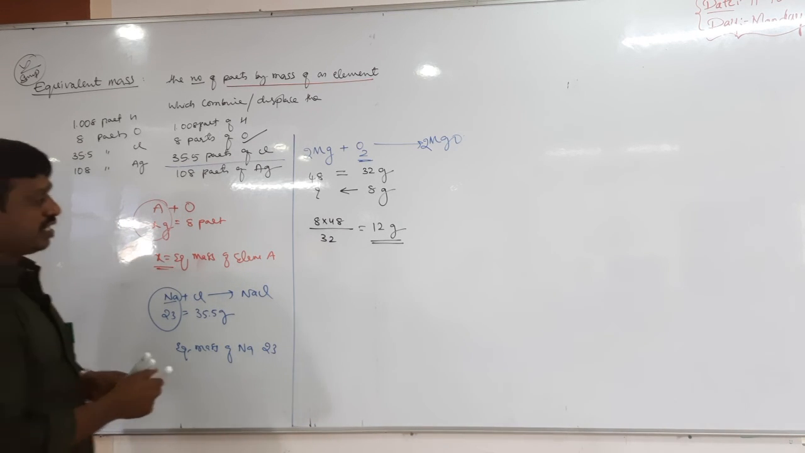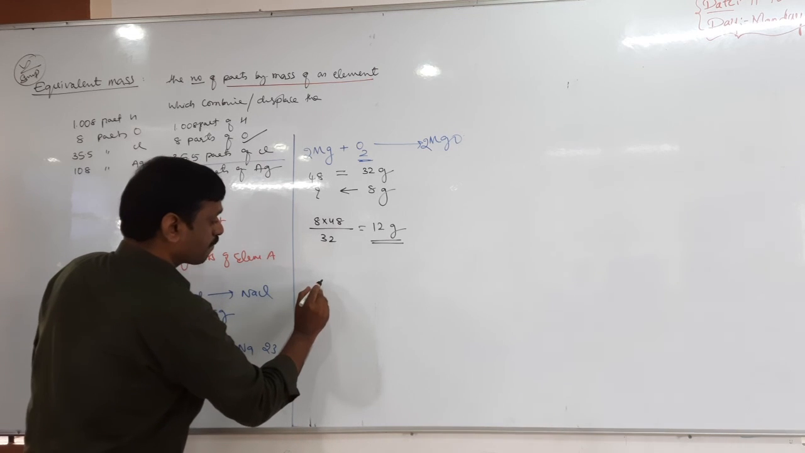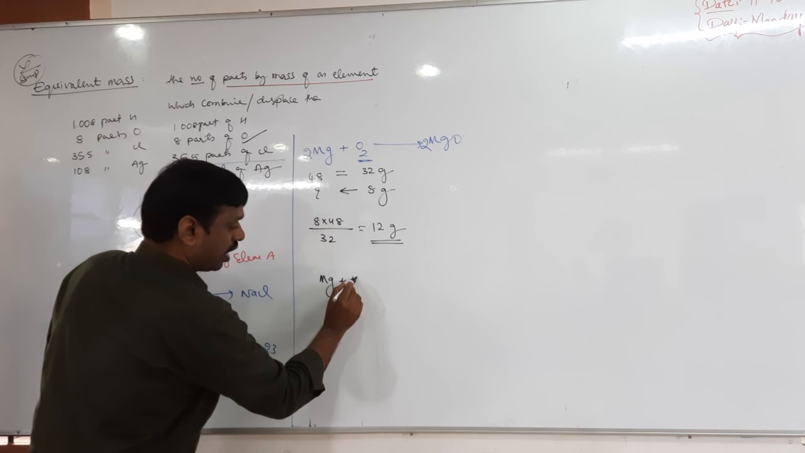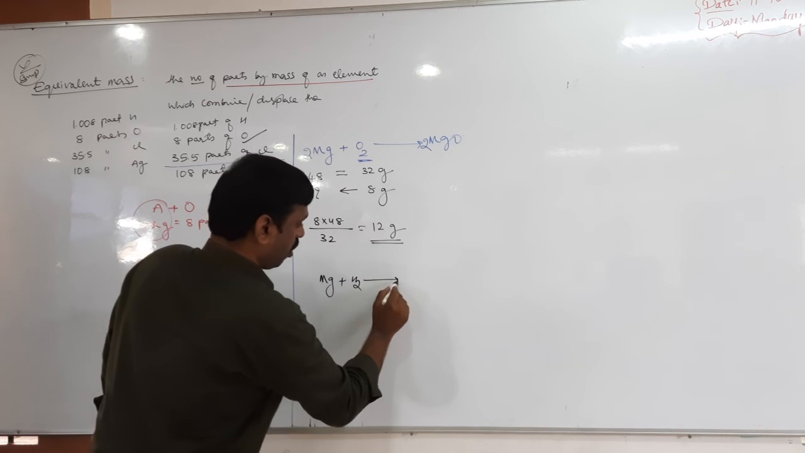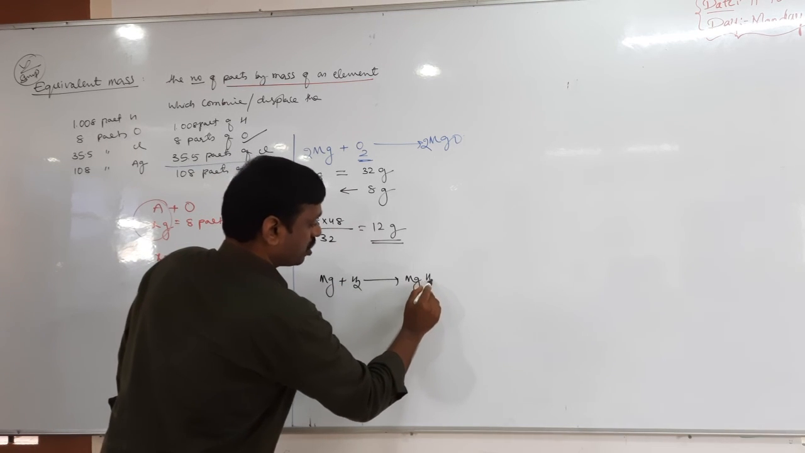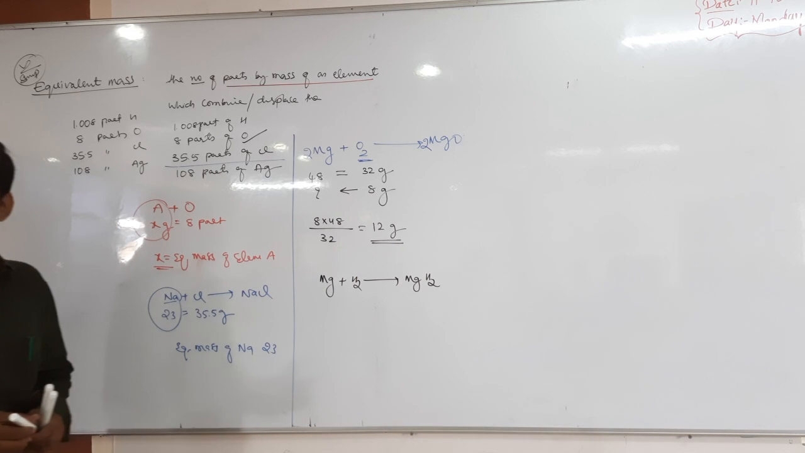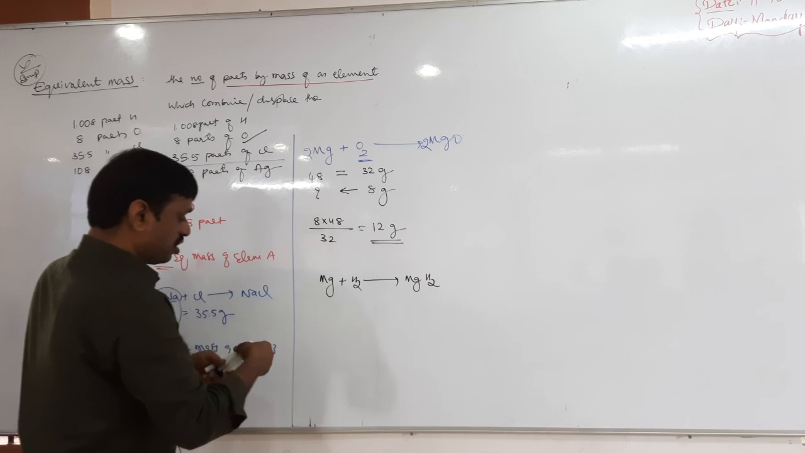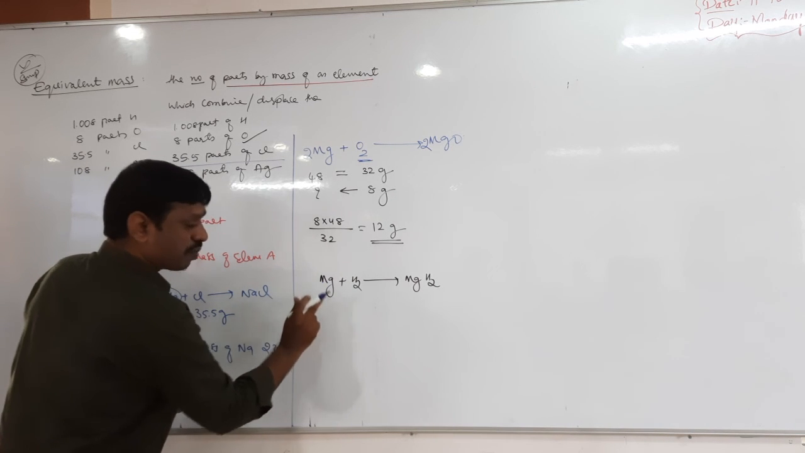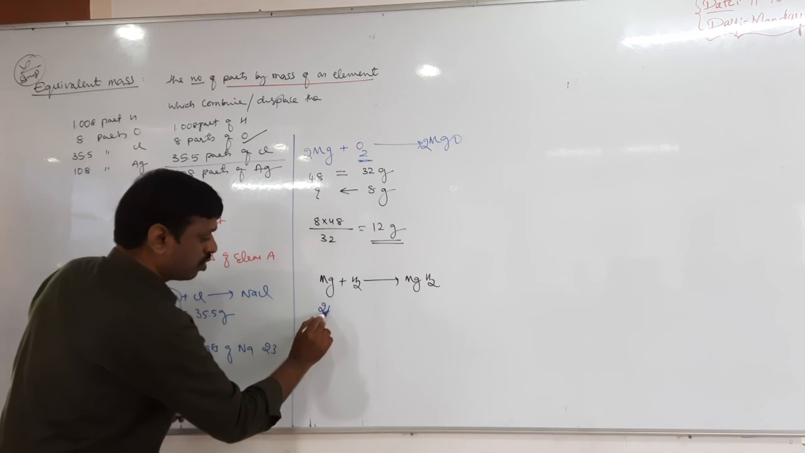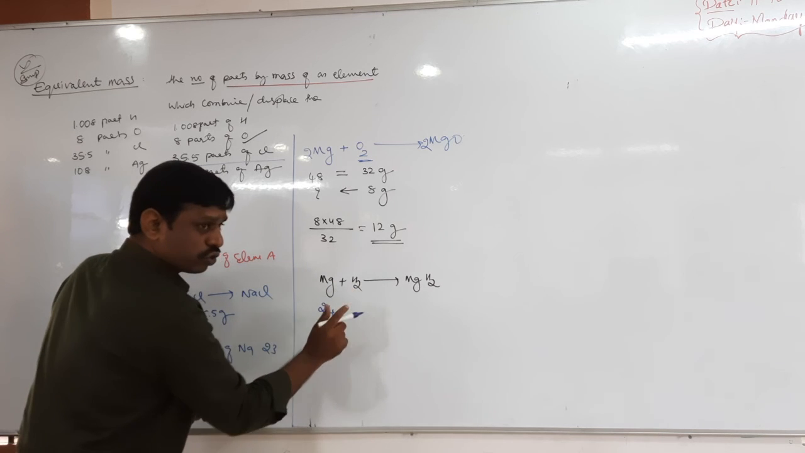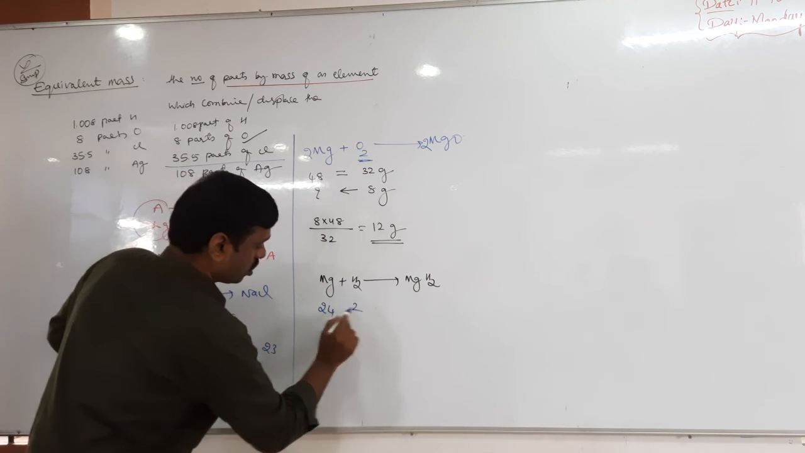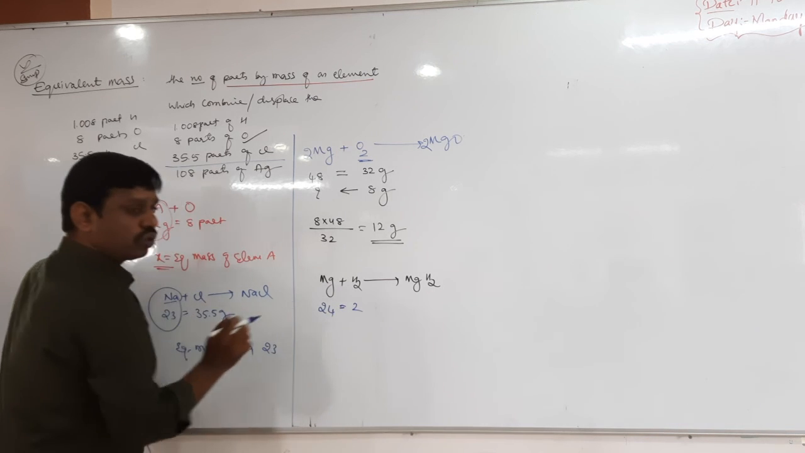Right? One more example. Let us take magnesium. Magnesium combined with hydrogen H2. It forms MgH2, magnesium hydride. Now tell me, what is the mass of this magnesium here? Atomic mass of the magnesium, 1 magnesium, 24. Here hydrogen H2. 1 hydrogen is 1, 2 hydrogen is 2. Therefore 24 gram equal to 2 gram.